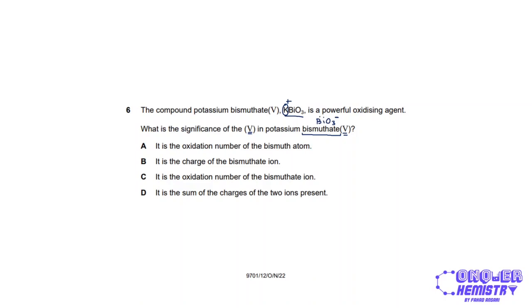And all of this has a negative charge because obviously the potassium from group 1 has a positive charge. And so over here, if you do the calculation, the oxidation state of bismuth, X, plus 3 times the oxidation state of oxygen, which is minus 2, that's going to be minus 1. And so X turns out to be plus 5, same as this Roman numeral. So all that is telling us is the 5 is the oxidation number of the bismuth atom.